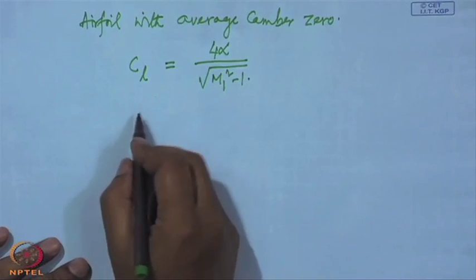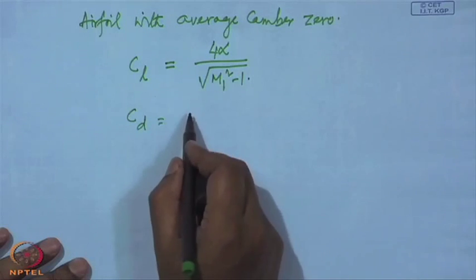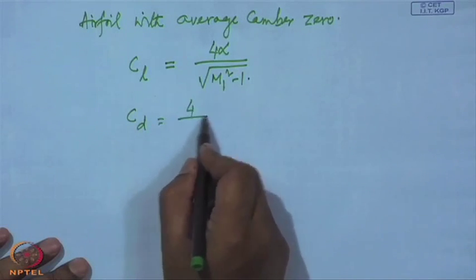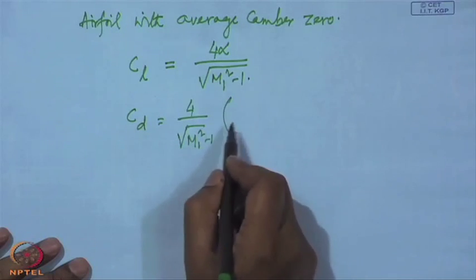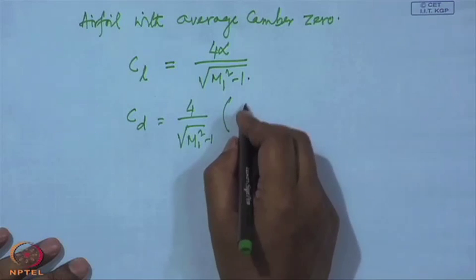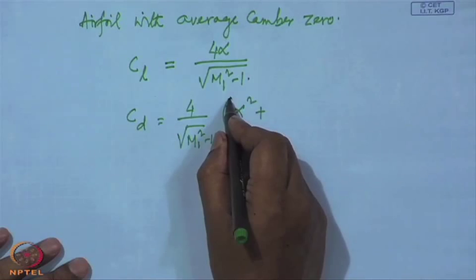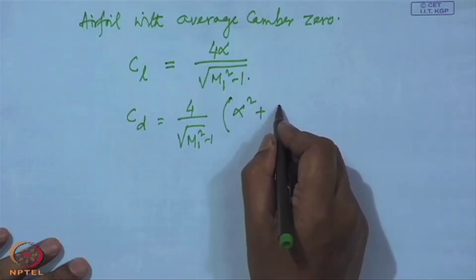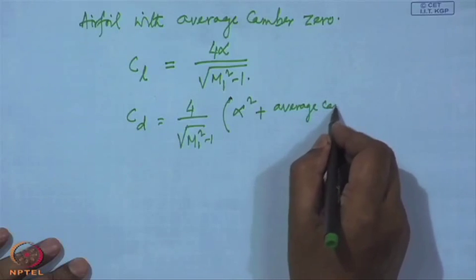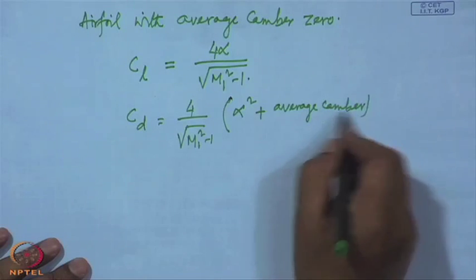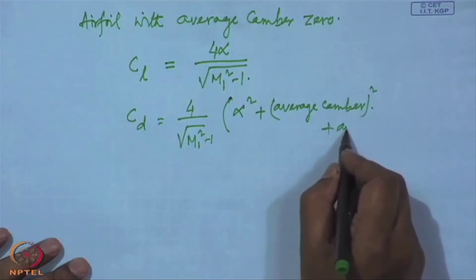However, C d will become 4 by root over M1 square minus 1 into alpha square plus square of average camber plus average thickness.